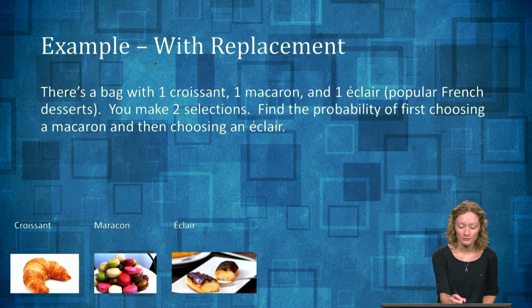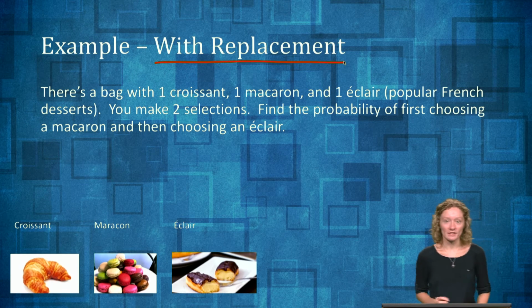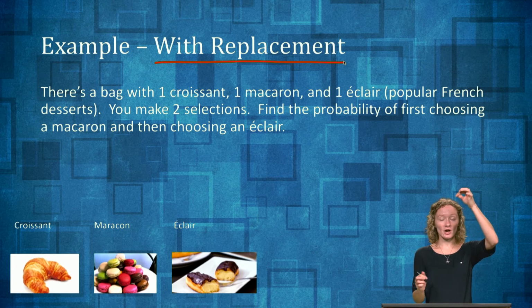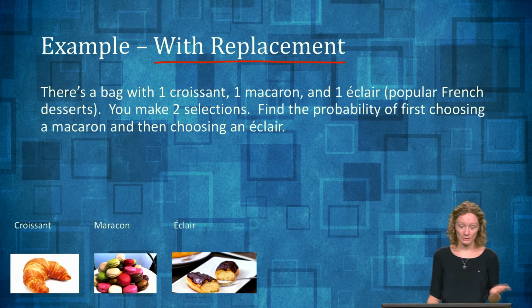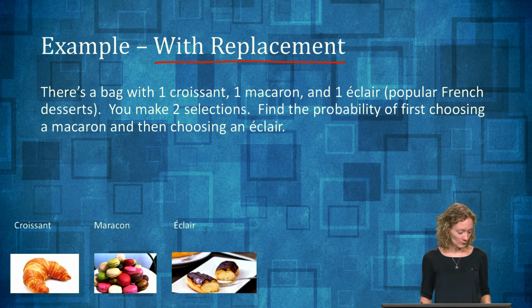So first, we're going to focus on with replacement. So in the card example, we pick a card, and then we put it back, shuffle, pick again, and then we'll distinguish between without replacement. All right, so let's start with a simple example.